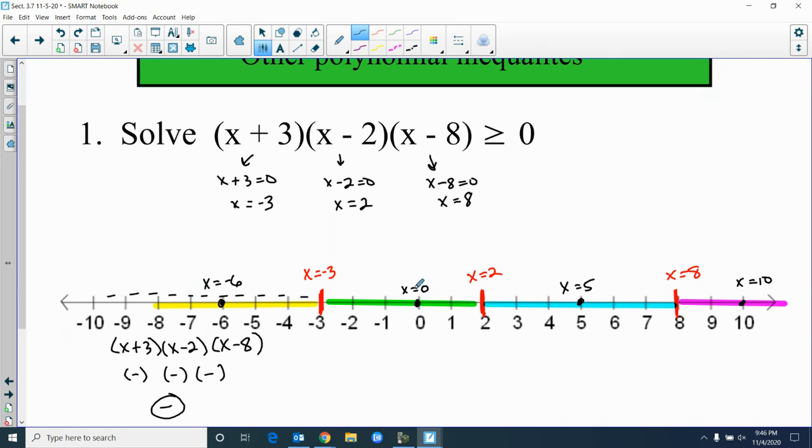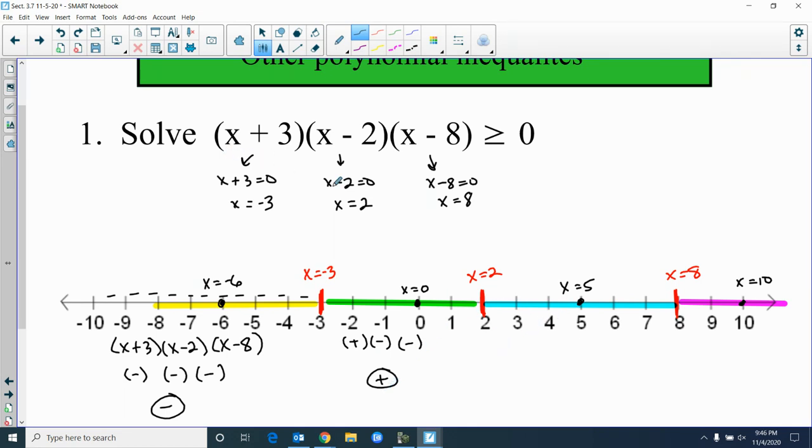All right, I'm going to use 0. 0 into x plus 3 is a positive. 0 into x minus 2 is a negative, and 0 into x minus 8 is a negative. All that being said, it ends up being a positive. A positive times a negative is a positive.